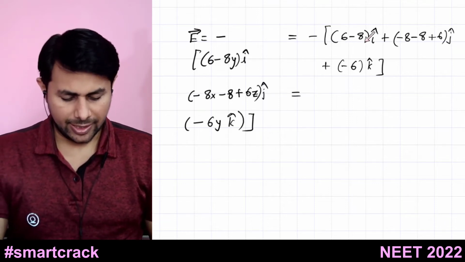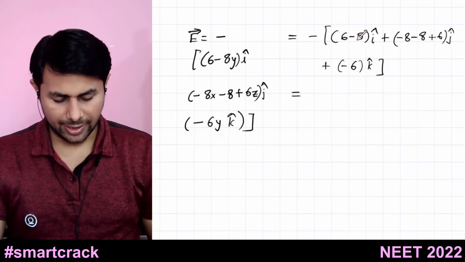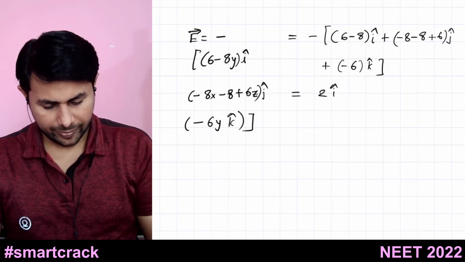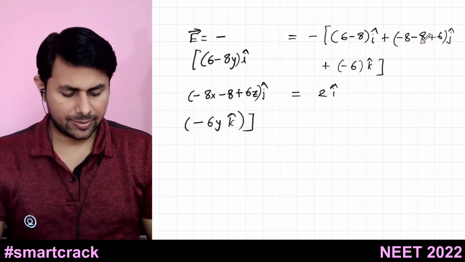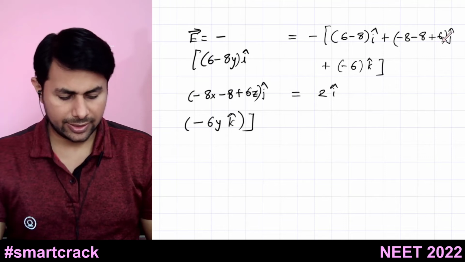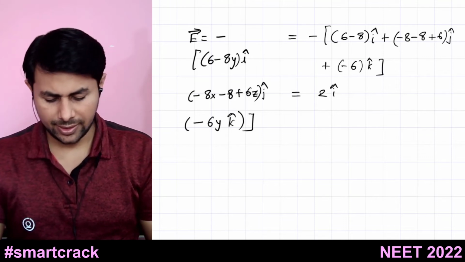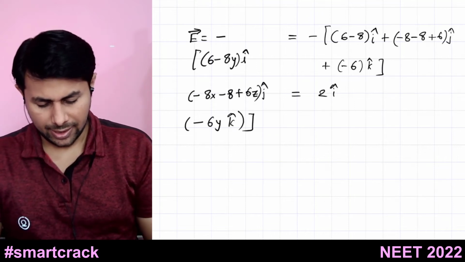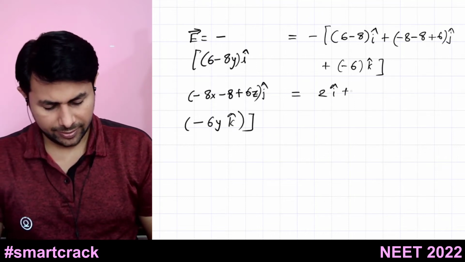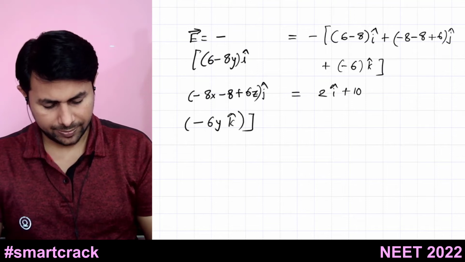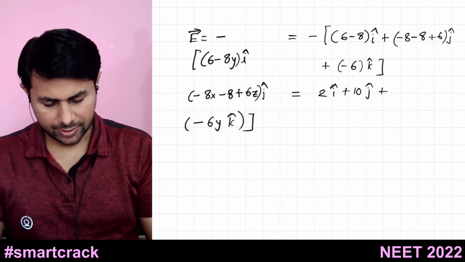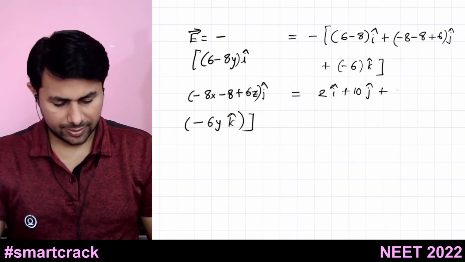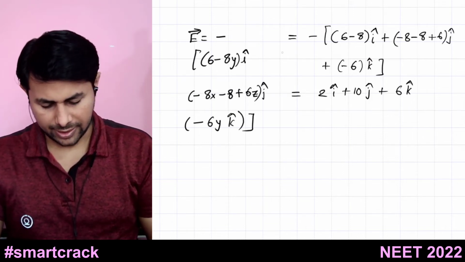Okay, so it is 6 minus 8, so that's minus 2, and this negative sign gives me plus 2. So 2i, then minus 8 minus 8 is minus 16, minus 16 plus 6 is minus 10. Am I right? Yes. Minus 16 plus 6 is minus 10, and this negative sign gives plus 10 into j cap, plus we have minus 6 k cap and this negative sign, so it is plus 6 k cap. So this is the electric field.